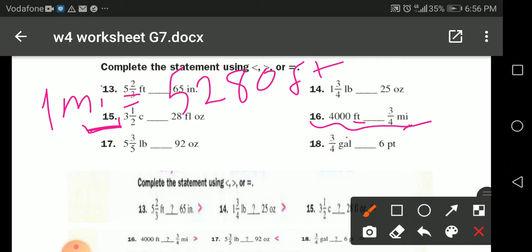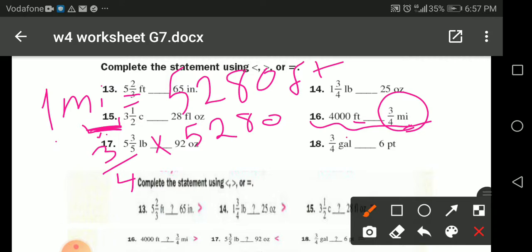It is the greater unit, not the greater number, the greater unit. So for the greater unit, we multiply. So I will convert the mile into what? Into feet. 3/4 miles multiplied by this number, 5,280. Okay, so I can convert it into feet.